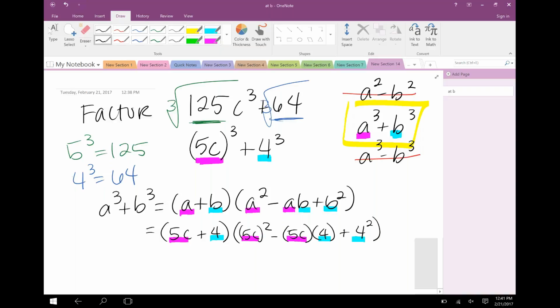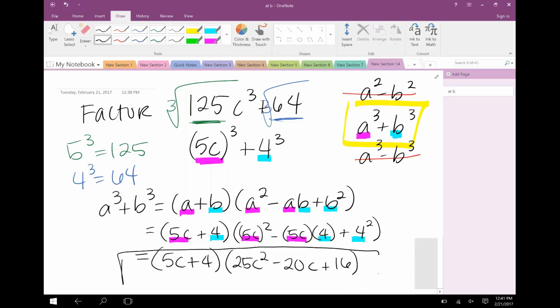And now I'm just going to clean this up. So that's 5c plus 4 times 5c squared is 25c squared. Negative times 5c times 4 is negative 20c. And then 4 squared is 16. So this is going to be my final answer here to factor that binomial.